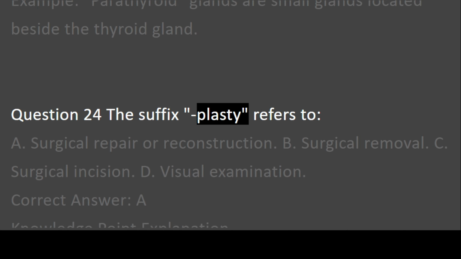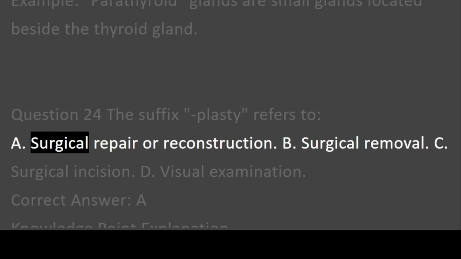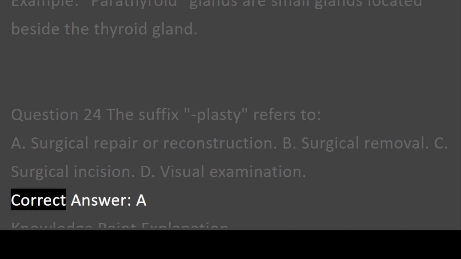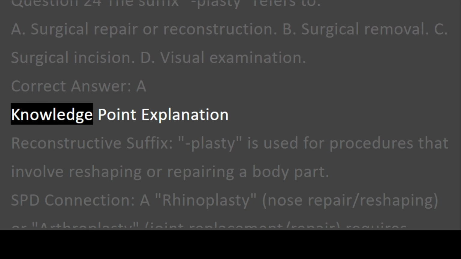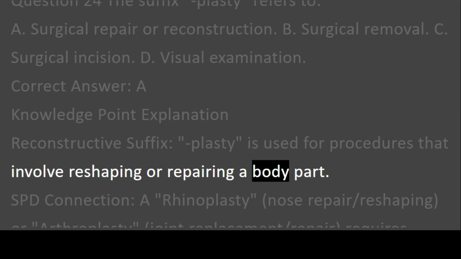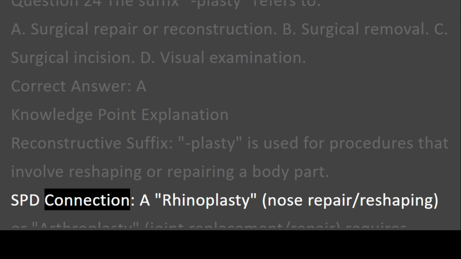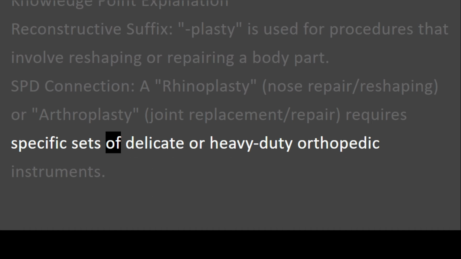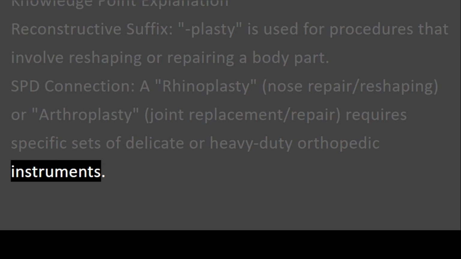Question 24. The suffix plasty refers to A. Surgical repair or reconstruction. B. Surgical removal. C. Surgical incision. D. Visual examination. Correct answer, A. Knowledge point explanation. Reconstructive suffix. Plasty is used for procedures that involve reshaping or repairing a body part. SPD connection. A rhinoplasty, nose repair/reshaping, or arthroplasty, joint replacement/repair, requires specific sets of delicate or heavy-duty orthopedic instruments.